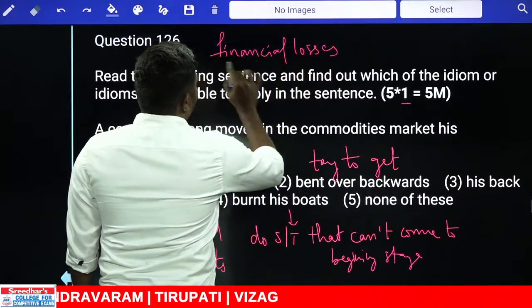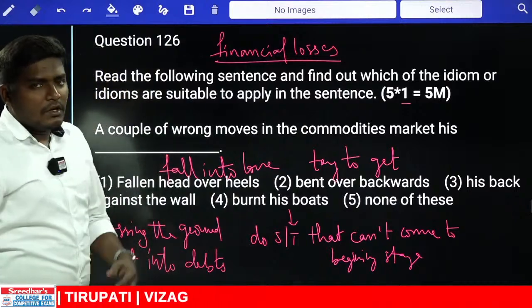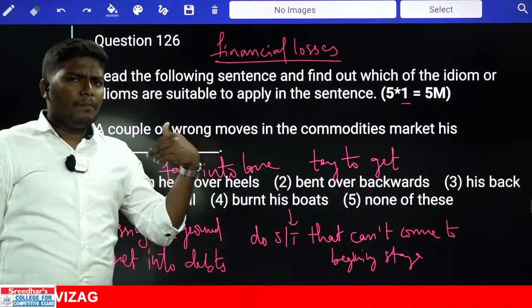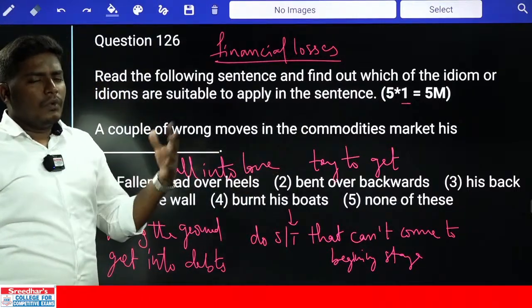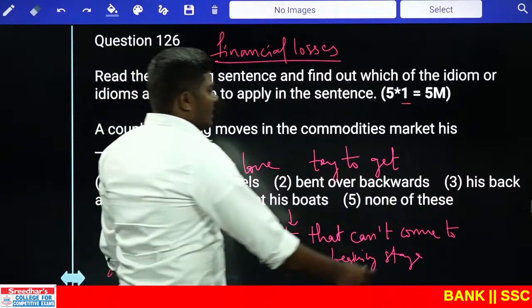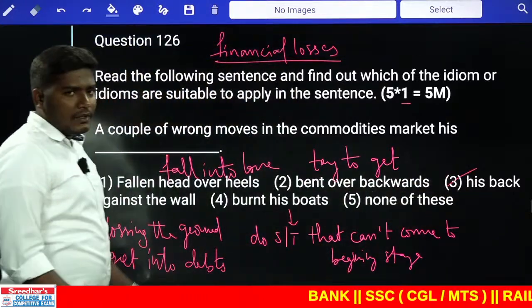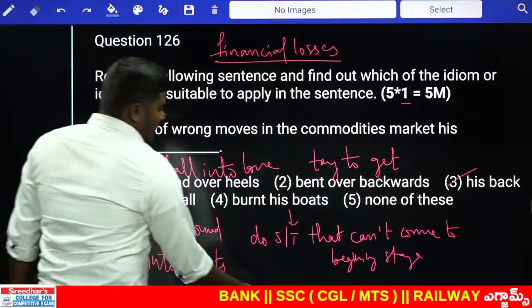Financial losses. This financial losses is also used with this. For example, if you want to say somebody has completely gone into financial losses, you can also use this idiom. The idiom is nothing but back against the wall. The answer should be used with the third one. Next, 127.